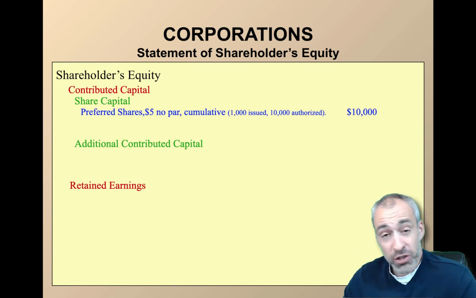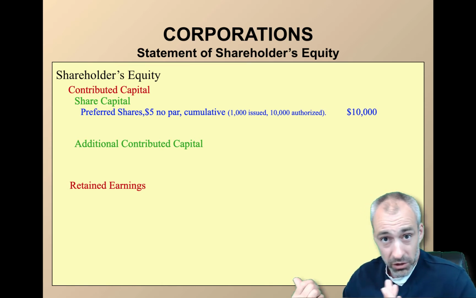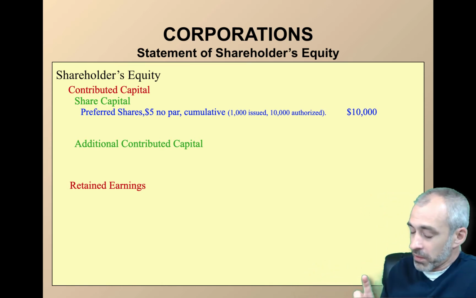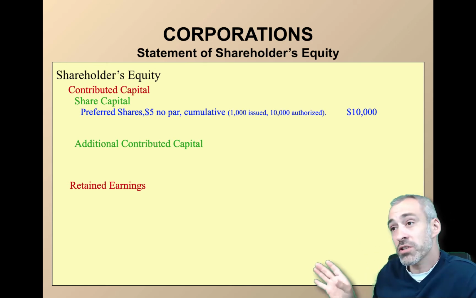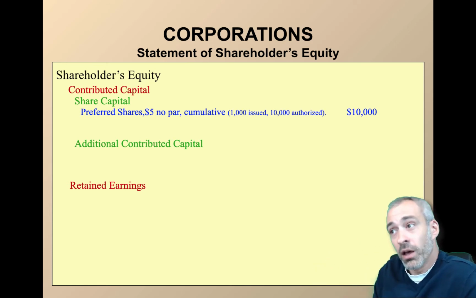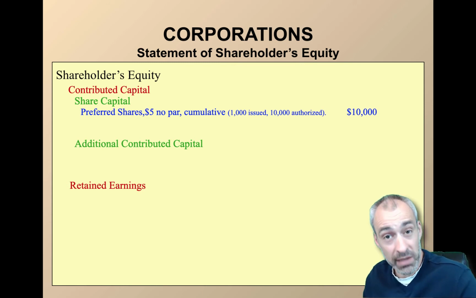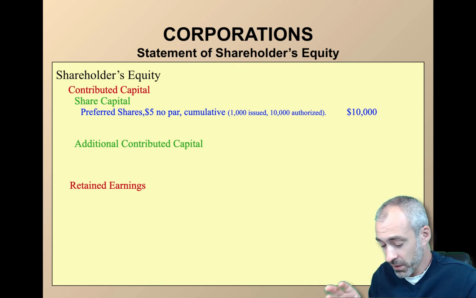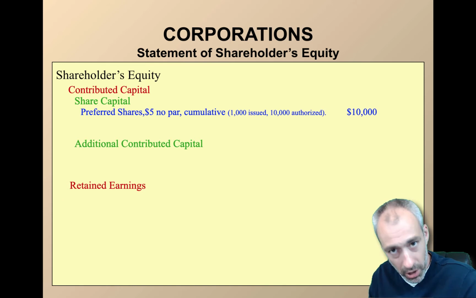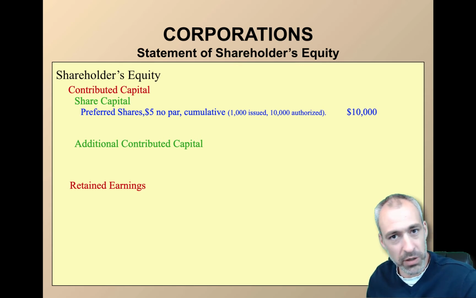Before I can even talk about the example, I have to talk about this long sentence here. So let's read it and talk about what it means. Preferred shares, $5, no par, cumulative, 1,000 issued, 10,000 authorized, $10,000. What does that all mean? Let's unpack that. These are preferred shares, not common. Those are the ones that must get their dividend before common shareholders get anything, and if the company breaks up in bankruptcy, you get paid first.